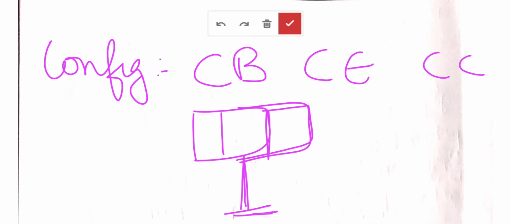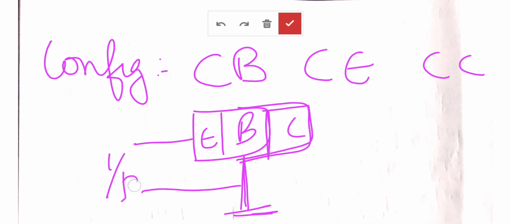Next, configuration of a transistor. We have common base configuration, common emitter configuration, and common collector configuration. So we have seen the transistor is used as an amplifier. So if the base is taken as common, if this is base, emitter and collector, if base is taken as common and input is given between emitter and base and output is taken between collector and base, then this type of configuration is known as common base configuration.